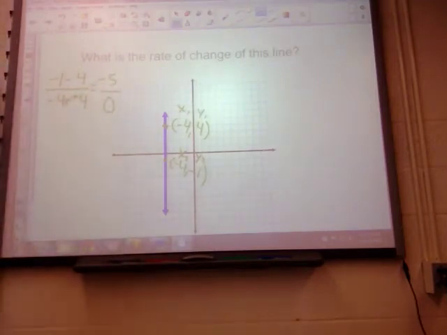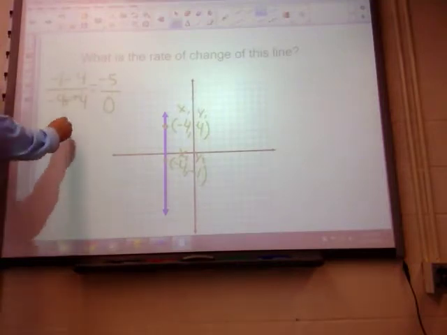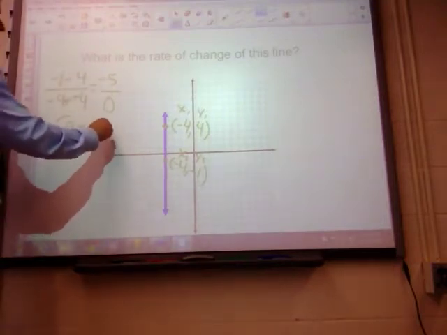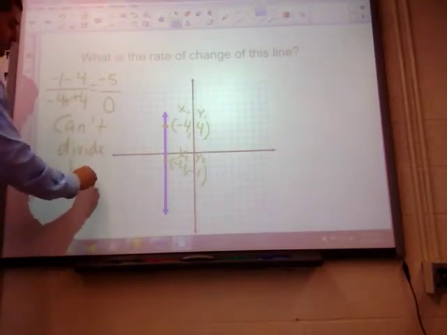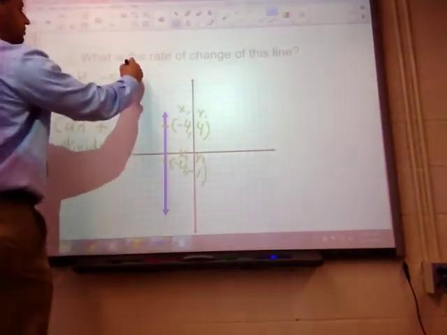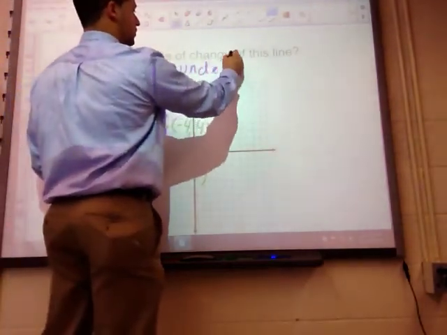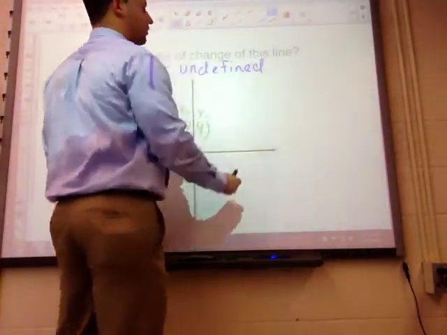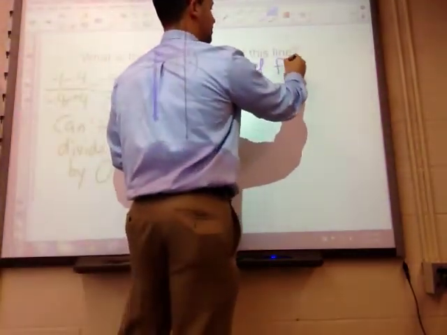And for anyone who knows some of the properties of 0, you can't divide by 0. It's illegal. Therefore, our slope is undefined. And that goes for all vertical lines. So our slope is undefined for vertical lines.